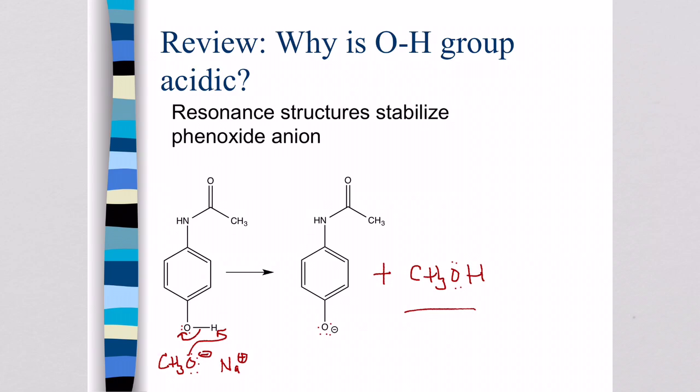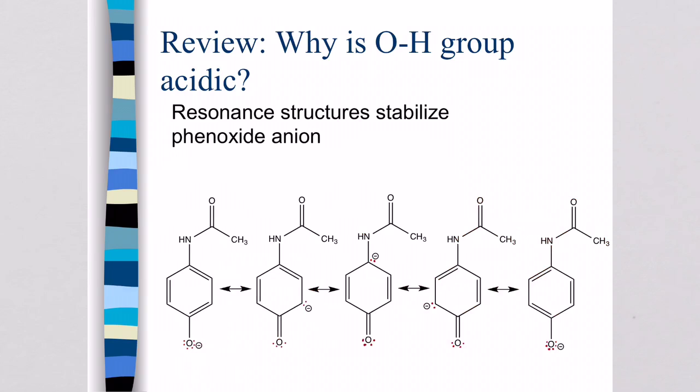Now, you might be asking yourself, why is it that this reaction can happen? Because the pKa of methanol is around 16. Why is it that the pKa of this alcohol, or this phenol, is 10? Why is it so much lower? Well, the reason is that the negative charge on the oxygen in the phenoxide ion is stabilized by resonance. And we can see this.